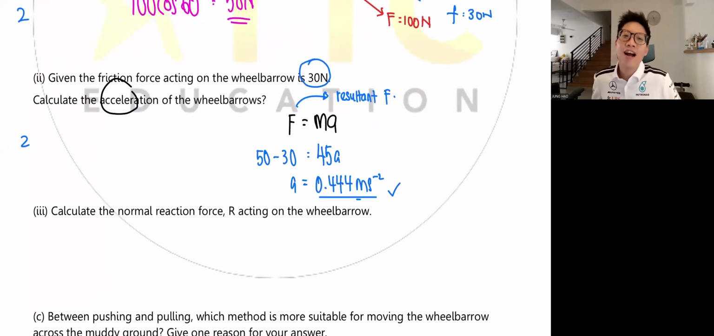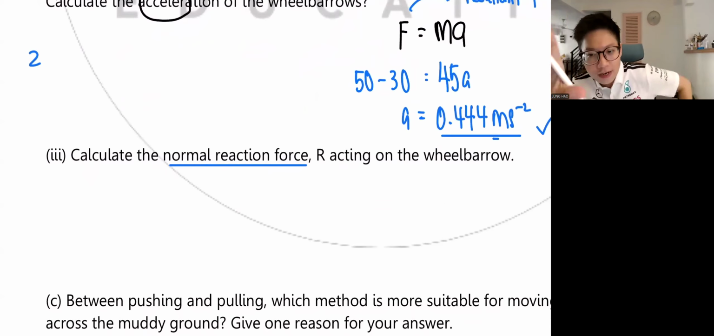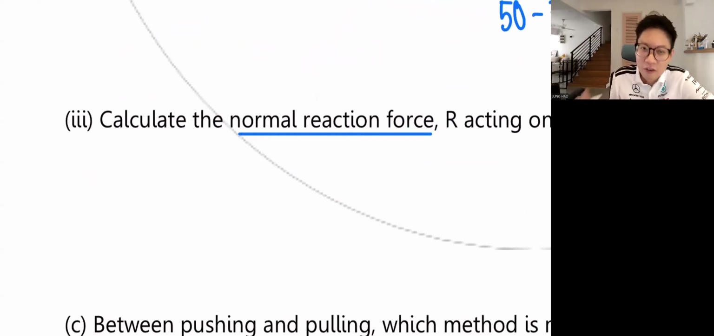Okay, now next, calculate the normal reaction force acting on the wheelbarrow. So what is the normal reaction force? This one I want you to listen first. So you put down your pen, pencil, paper, everything, because I want you to use your brain now. What is a normal reaction force?